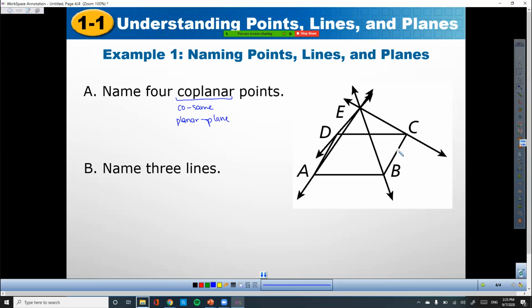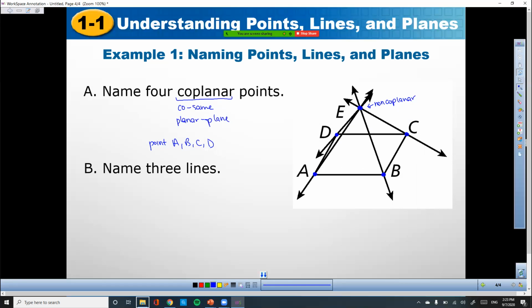So in this figure here, we have 5 points. We have point A, point B, point C, point D, and point E right here. Where all these lines intersect, that's point E. So which 4 points from here are coplanar? The only one that is non-coplanar would be point E. Why? Because it's not on the same plane. This one is floating up there. So the 4 points that are coplanar are point A, B, C, and D, because they all lie on the same plane.